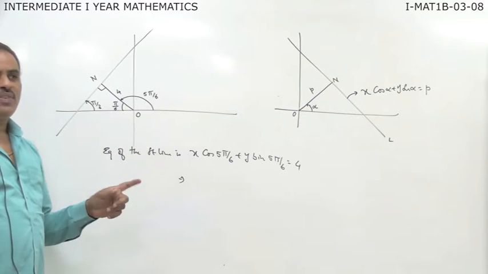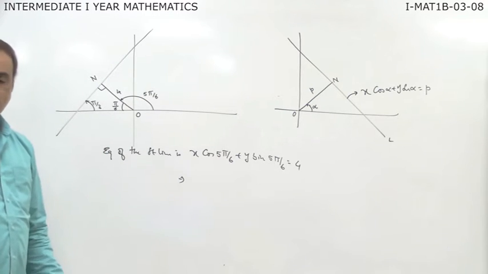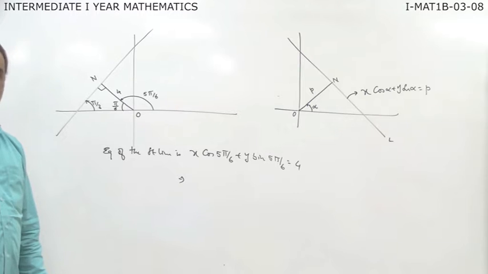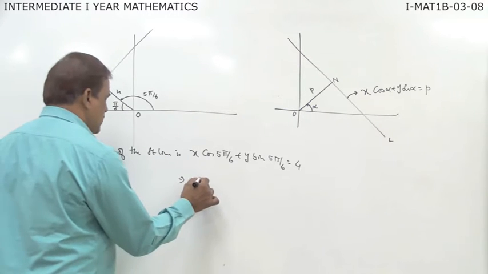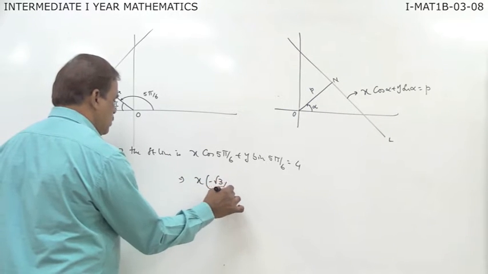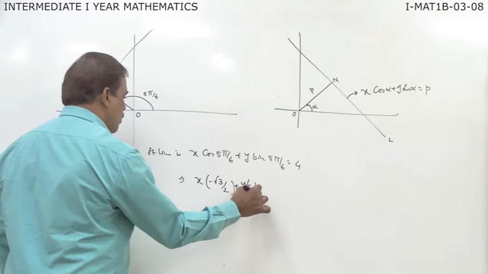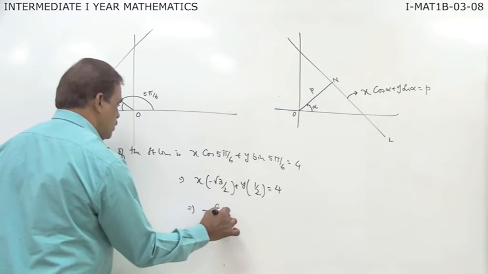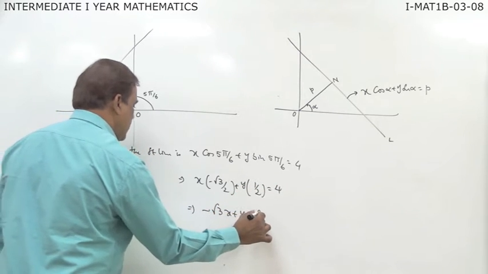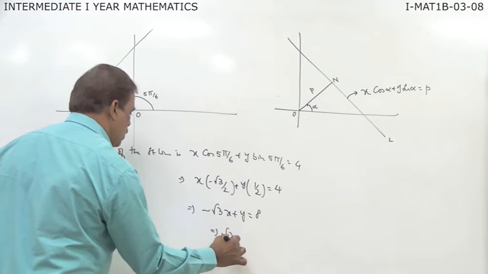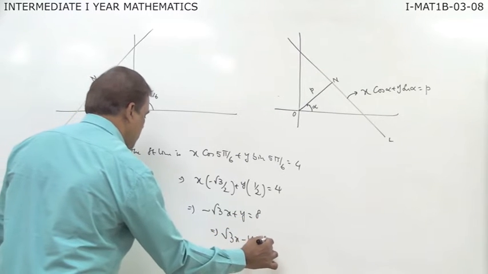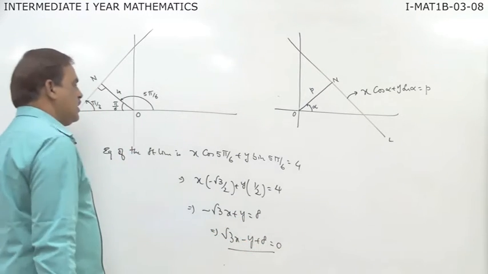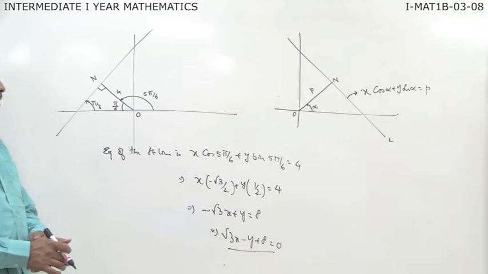5 pi by 6 means 150 degrees. Cos 150 is cos 180 minus 30, which is minus cos 30. This is x into minus root 3 by 2 plus y into 1 by 2 is equal to 4. This gives minus root 3x plus y is equal to 8, or root 3x minus y plus 8 is equal to 0. This is going to be the equation of the line.